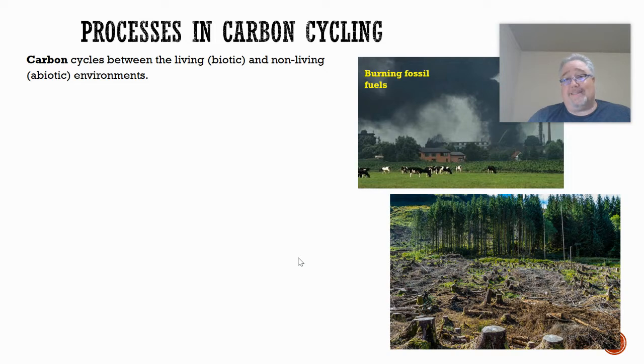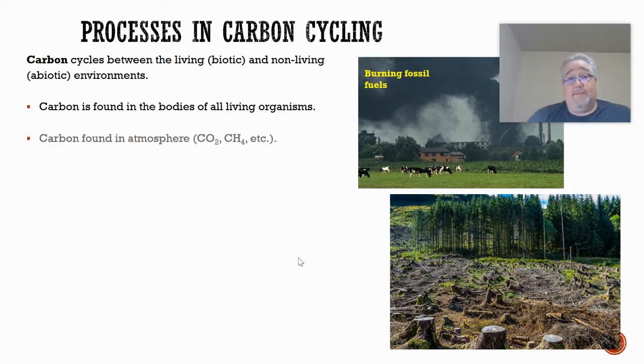Processes in the carbon cycle. So again, just like the water cycle and all these other cycles that we're going to learn about, carbon moves from the biotic to the abiotic factors in every ecosystem. Carbon is found in every living thing. It's found in the atmosphere. There's carbon dioxide in the air. It's a greenhouse gas. Methane, the same thing. It's a greenhouse gas found in our atmosphere. It's found in permafrost in the tundra.